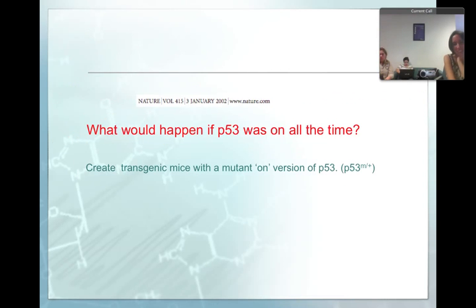Okay. So here is the last story I'm going to tell you today. This is a paper that came out in 2002. It's not perfect, and I know that the experiments are not perfect, but it's very interesting. And they asked the question, what would happen if p53 was on all the time? We showed you that it's on only when cells are stressed, right? That is when you get activation of the p53 pathway. But what would happen if it really were on all the time?